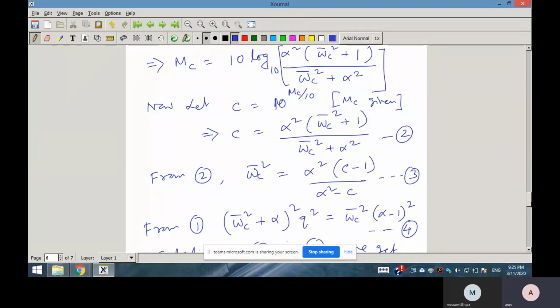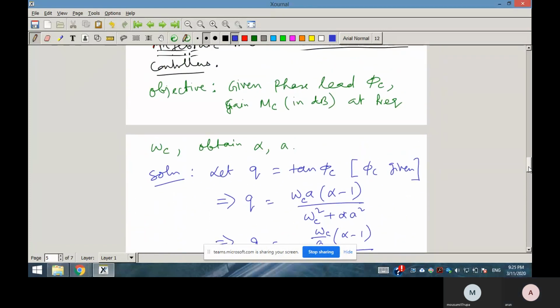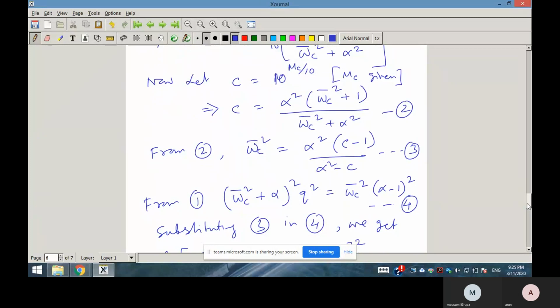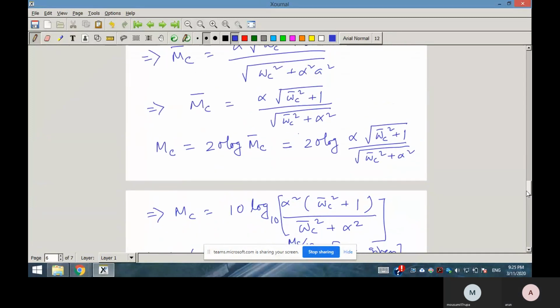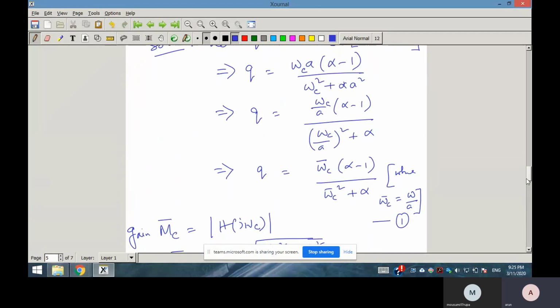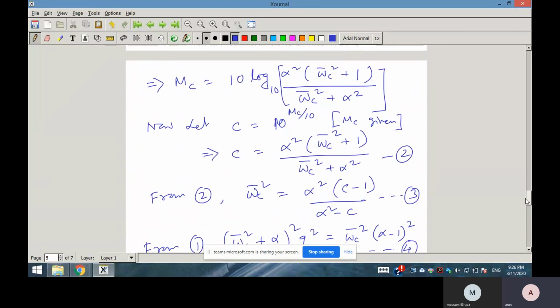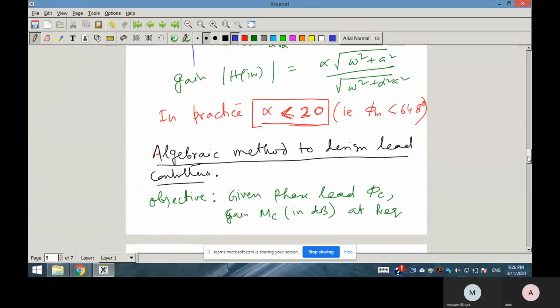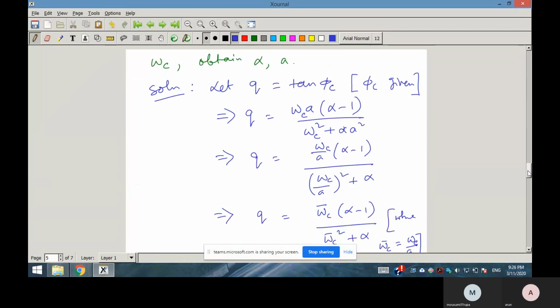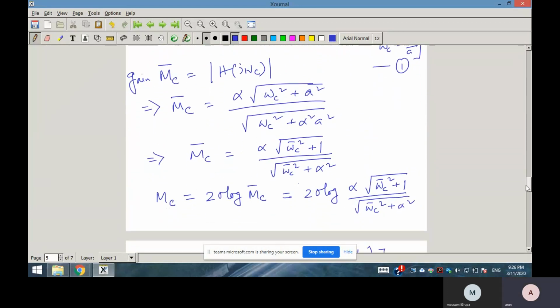Omega C bar is your omega C divided by A. So A equals omega by omega C. How to determine A?